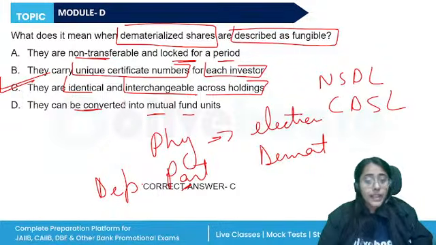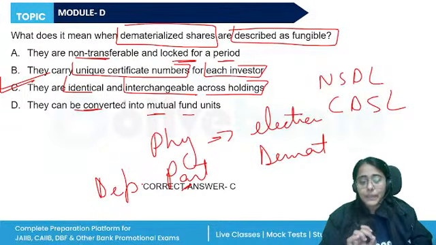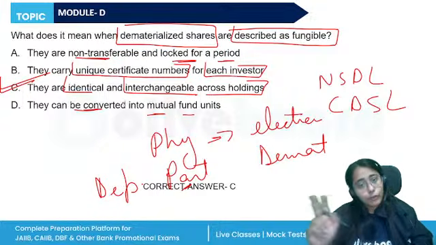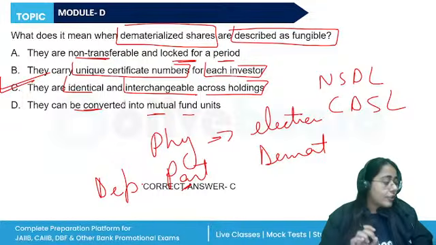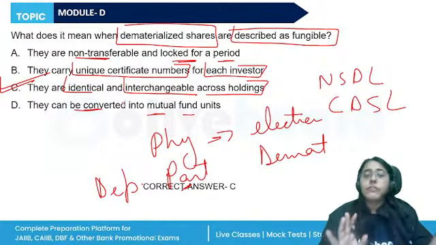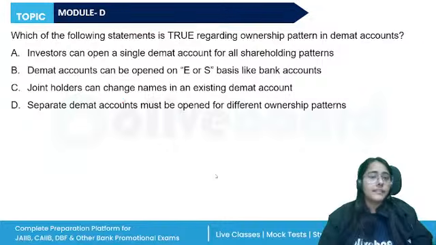If the security is held jointly, then the account will be opened jointly, or the demat securities will be kept jointly. If you want to make any change, you have to open a completely new account. You cannot change it. Dematerialized securities are fungible. They are interchangeable. They are identical. They can be converted back into the physical form. So these are the features of dematerialization.